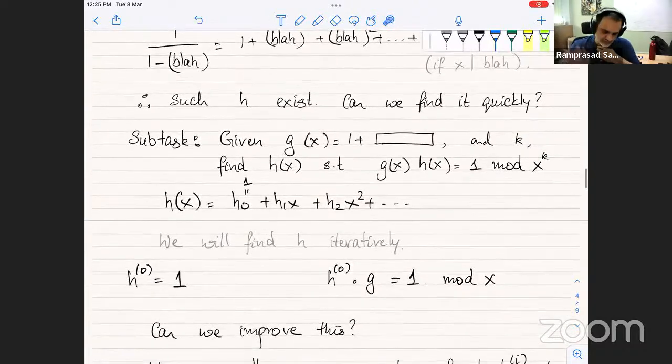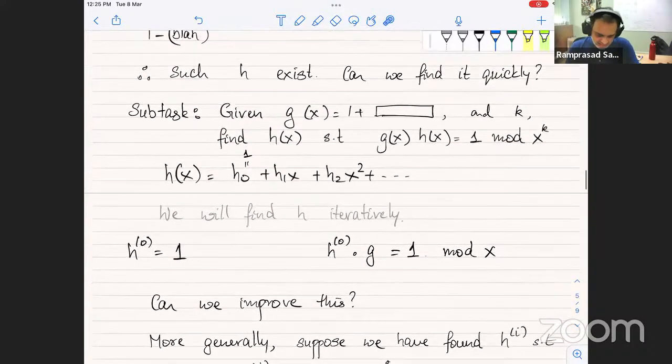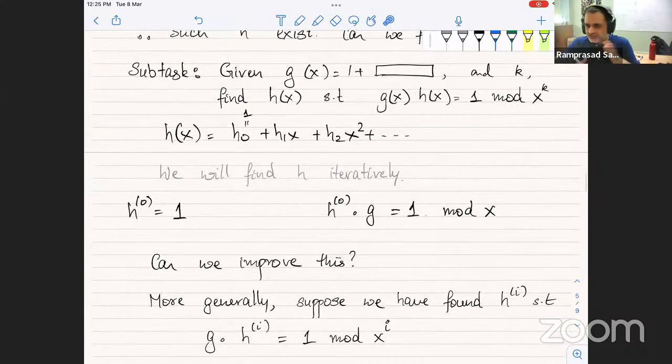Okay. So we basically are going to ask, here is the solution we start off with. Can I improve the solution in some way? In general, let's just assume that, in some intermediate step of the algorithm, you have found some solution hi with the property that when I multiply it with g, I get 1 mod x power I. Maybe the k that we want is much larger than I. So this is not yet a satisfactory solution. I want something better.